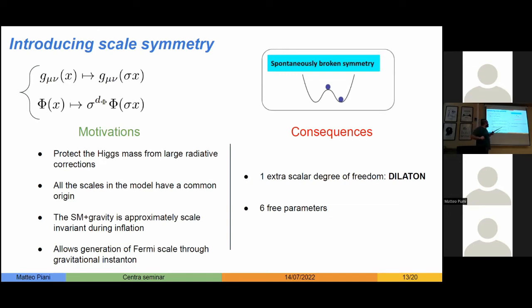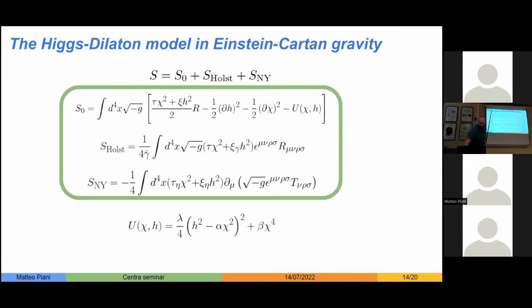But one of the consequences of putting scale symmetry is that we get an extra degree of freedom. Of course, we have a symmetry, we break it spontaneously, so we have to get the corresponding Goldstone boson. In this case it is the dilaton, or dilatation, of course. And in our particular scenario, what we get is 6 free parameters. That is something that maybe you don't enjoy at the beginning, but this doesn't mean that all 6 of them are actually relevant, or we can find combinations of them that are relevant for our purposes.